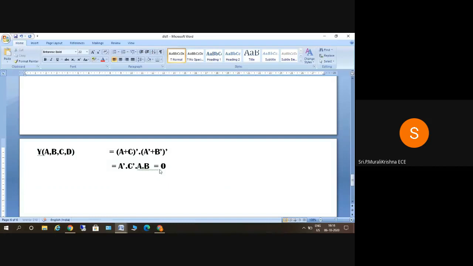Okay, and the next one is Y of A, B, C is equal to (AB plus C bar into AB plus AC bar) whole bar.